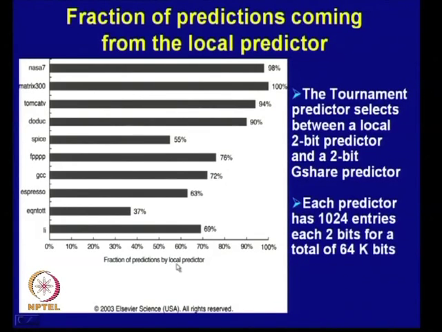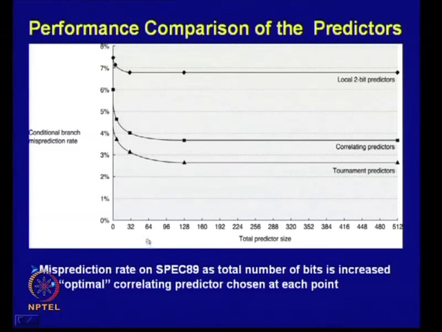So, the fraction of predictions by the local predictor is shown in this diagram, and the remaining percentage corresponds to the global predictor. Now, this is the performance comparison of different types of predictors.